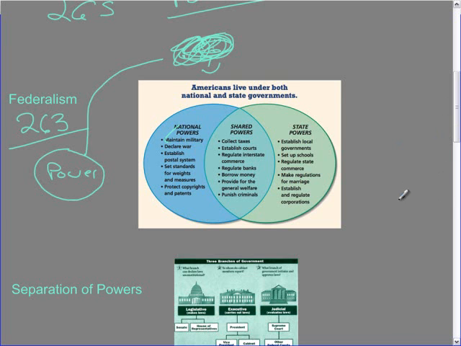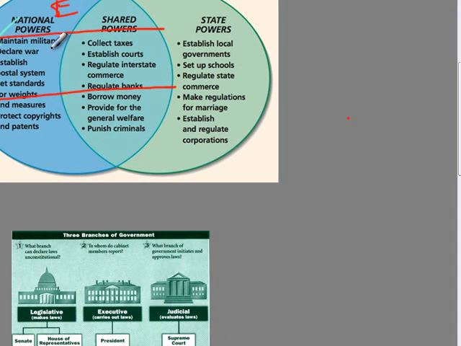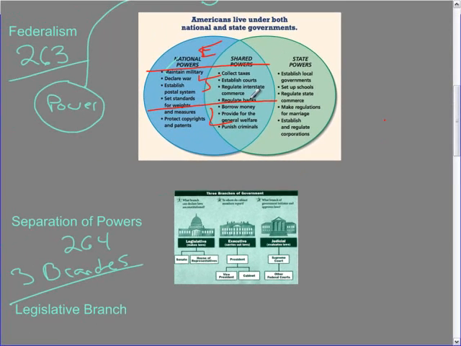So then from there, what we do is we have the separation of powers, which is the next principle, and that is on page 264. And this is where we get the three branches. Basically, on a national level, we take this circle and then we divide it into three. So you have the executive, you have the judicial, and you have the legislative branch. So now we're taking the power. We went from the big circle of power, to the two smaller circles, and then we split that circle of the national government up into three sections to get the three branches.